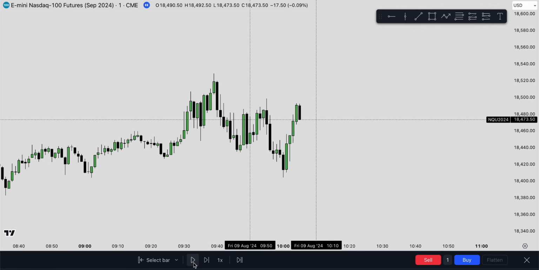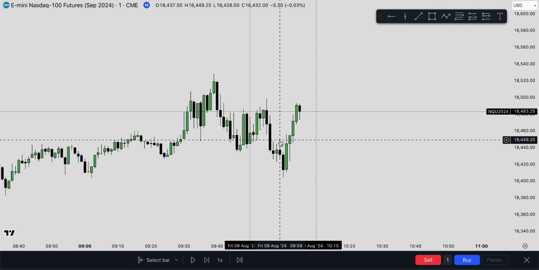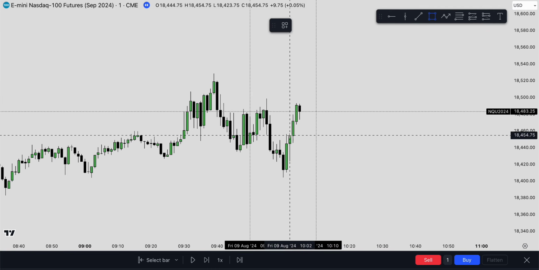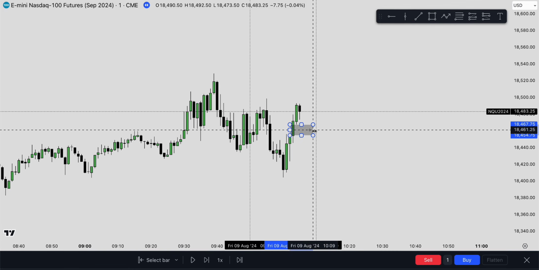All right, and as you can see, we get a clear market structure shift, a very clear displacement, which also leaves us our fourth step, just left our fair value gap behind. Okay, so this is where we're going to be taking our entry.